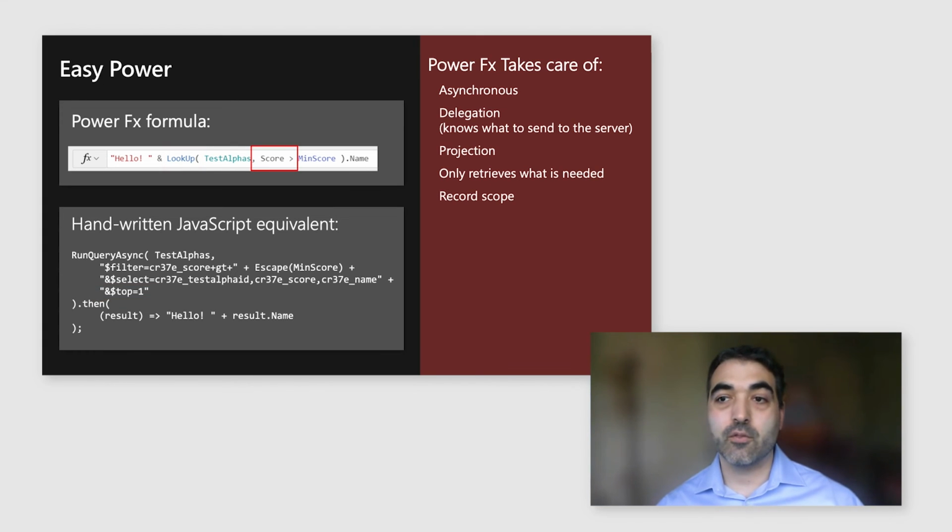A fourth thing is the record scope. For PowerFX, we can see that the predicate, score is greater than min score, is referring to an entity, in this case test alphas, and we can go and scope it specifically there, provide IntelliSense, provide type checking for it. Whereas when you have to write out the OData query yourself, it's a string and you don't get that sort of type checking and scoping.